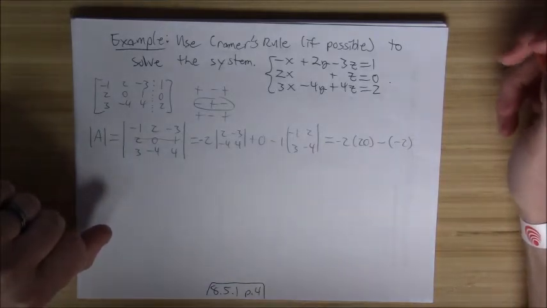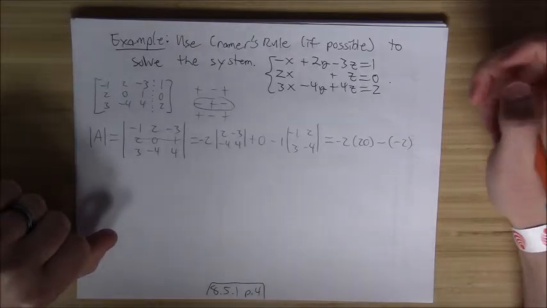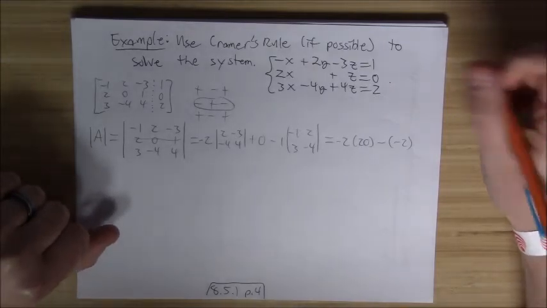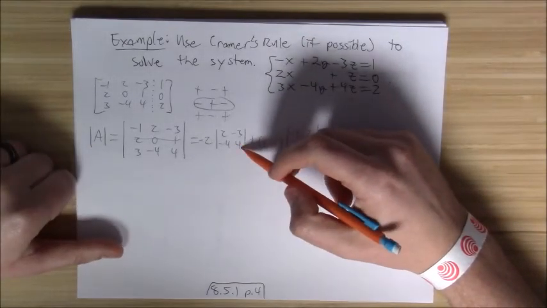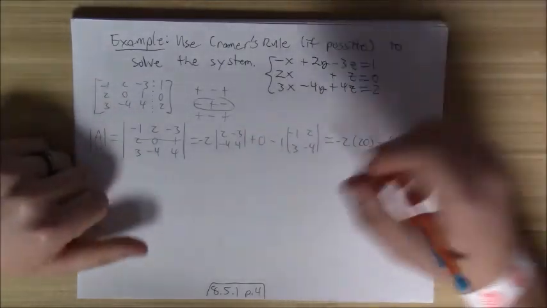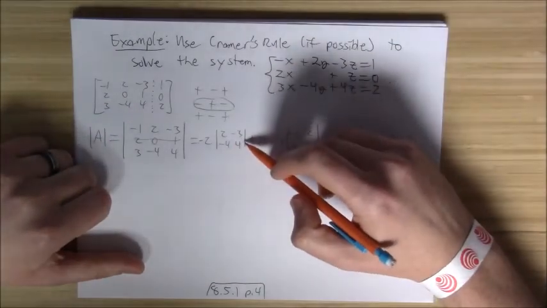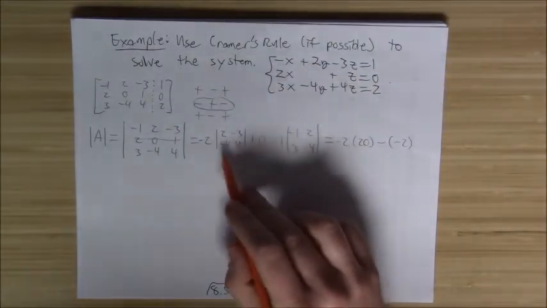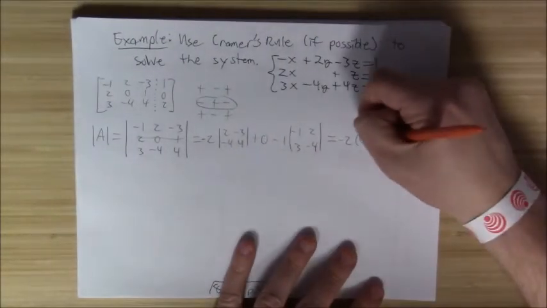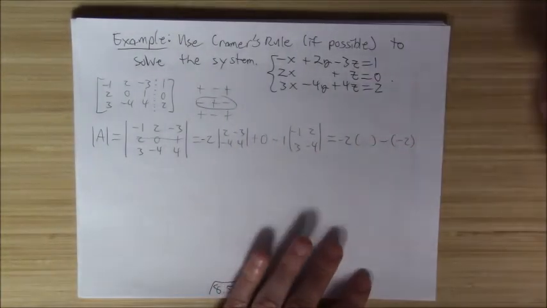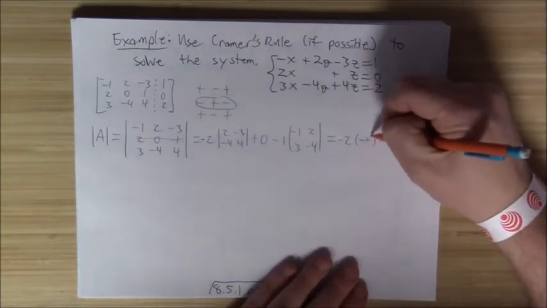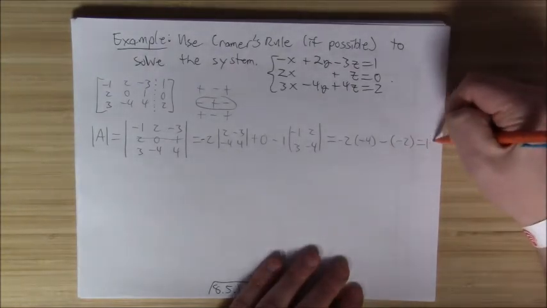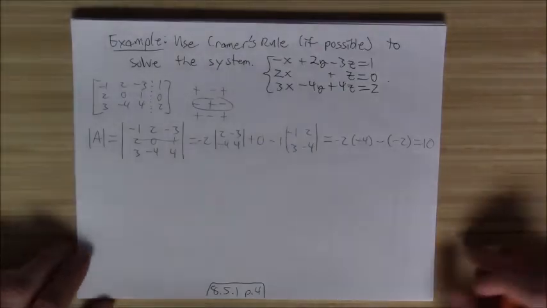No. What did I do wrong? Here I did something wrong. Oh, yeah, sorry, I got confused. 8 minus 12 is negative 4. 8 minus 12 is negative 4, yeah. So I get 8 plus 2, so I get 10. Sorry about that. So I get 10 there.